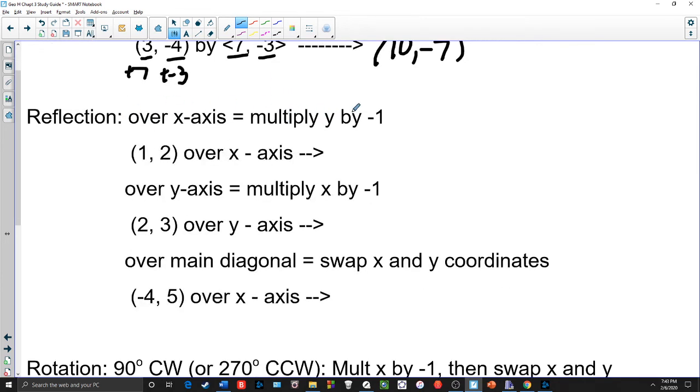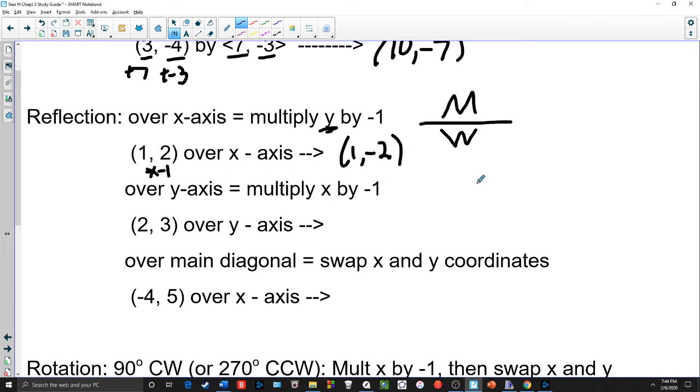Reflections deal with multiplying by -1 in most cases, unless you do the main diagonal. So reflection over the x, which means basically you have a shape like this, and you reflect it over the x by folding it from top to bottom. That'd be reflection over the x. You multiply the y coordinate by -1. So (1, 2), you're going to multiply the y by -1, and you get (1, -2). That's how you reflect over the x-axis.